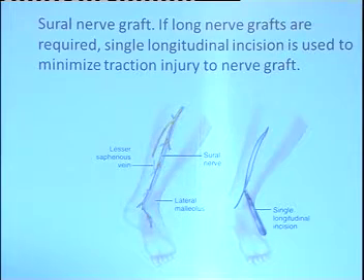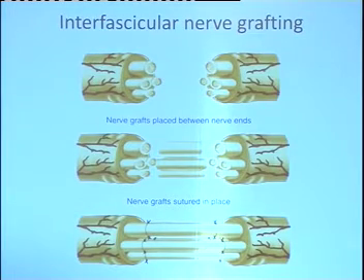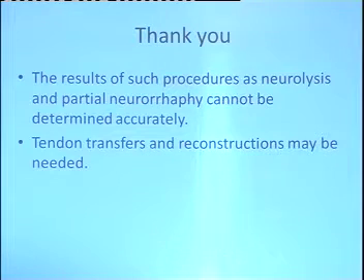And you know that it goes anterior to the lateral malleolus. And finally, you can go for interfascicular nerve grafting. If there are too many topographic changes, you put grafts, and here you are doing the repair with the nerve grafts back in position.